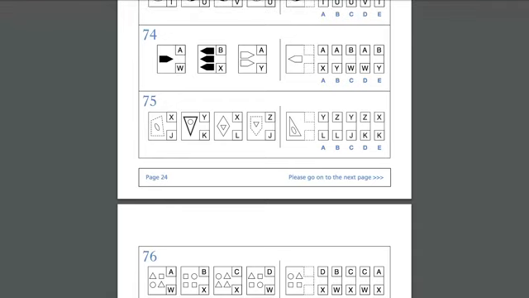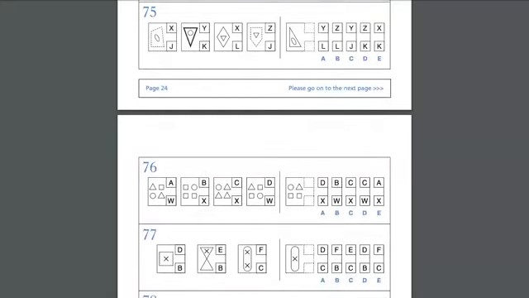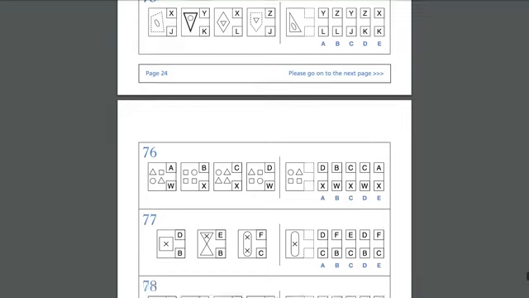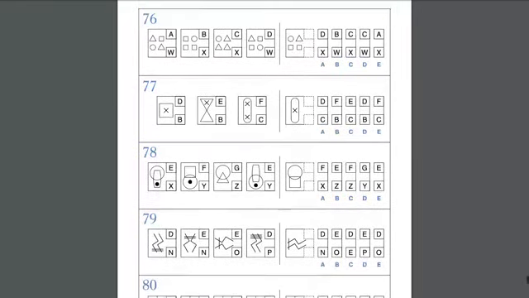74, yeah, that was an easy one. 74 is C. What about 75? 75 is E. Yeah, that's right. Try doing this one now. 76 is an easy one. Yeah, you have all done. So let's go with the answers.